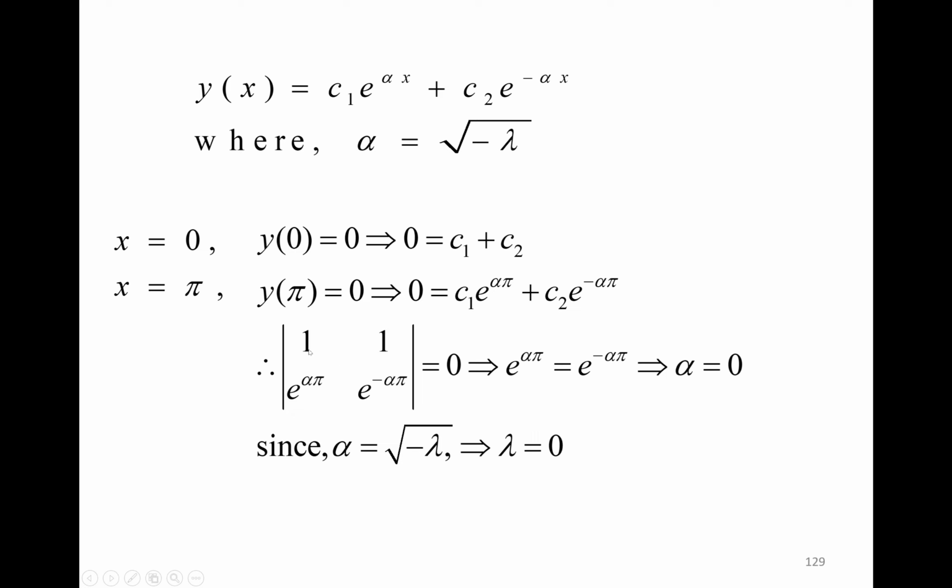It clearly says that 1 multiplied by e power minus alpha pi minus 1 multiplied by e power alpha pi is equal to 0. So we can say that e power alpha pi is equal to e power minus alpha pi. This is equivalent to alpha pi equal to minus alpha pi, so it clearly says that alpha equals 0. So if alpha equals 0, what about lambda? Lambda is also equal to 0.